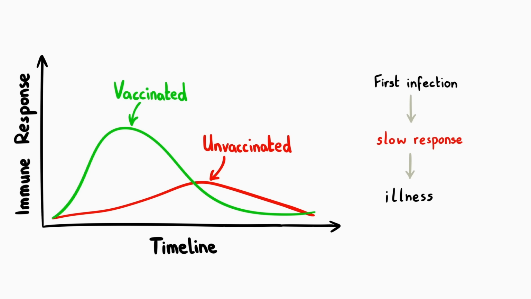When you're infected with a pathogen, your immune system takes time to recognize the threat and mount a defense. During this learning period, you can become quite ill as the pathogen multiplies in your body. Vaccination works by preparing your immune system in advance without you having to suffer the actual disease.